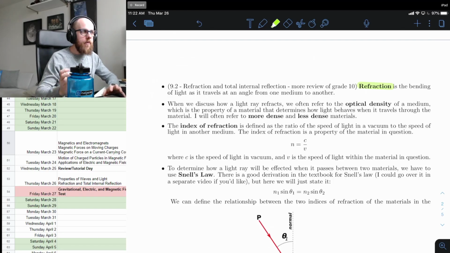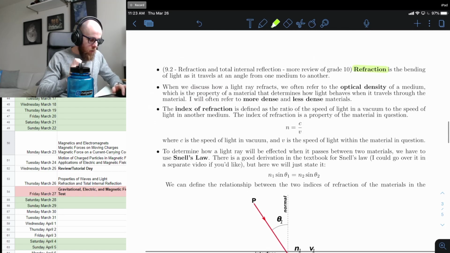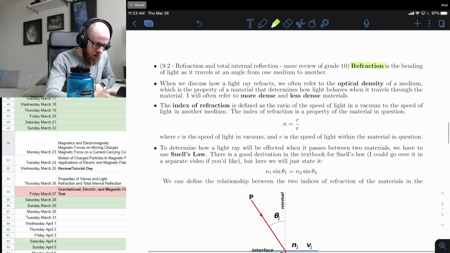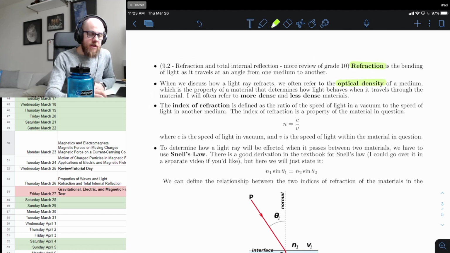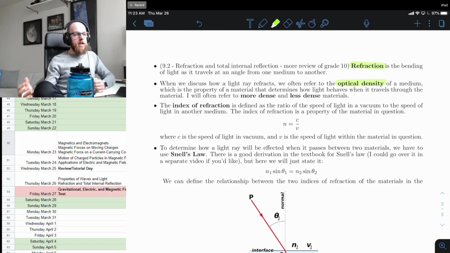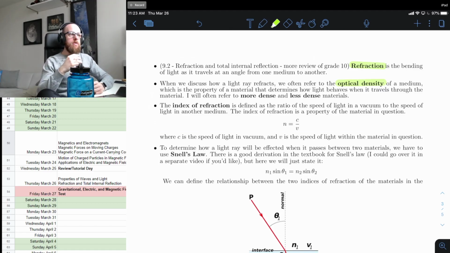So one main thing that we oftentimes talk about is the optical density of a material, okay? It's a property of the material that determines how light behaves when it travels through it, okay? So oftentimes when I'm going through these problems, I'll refer to more dense and less dense materials. Basically, in a material that's more dense, light will travel more slowly through it, okay? In a less optically dense material, light will travel more quickly through it, okay?